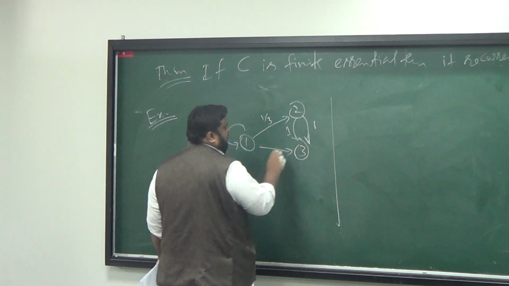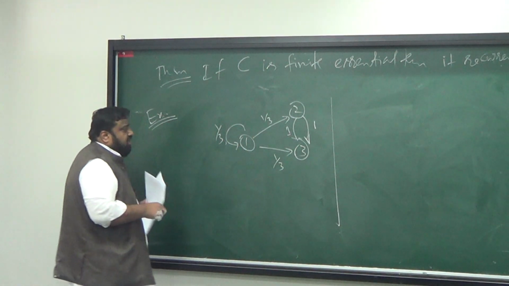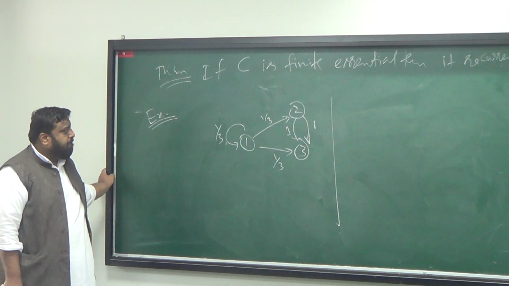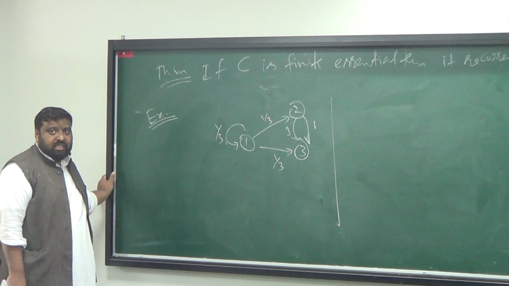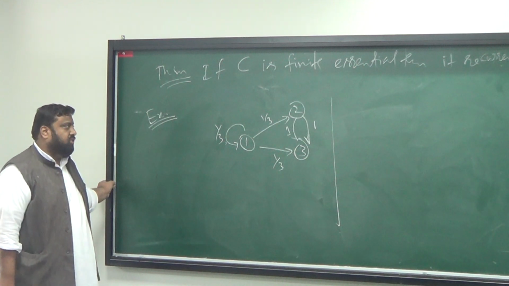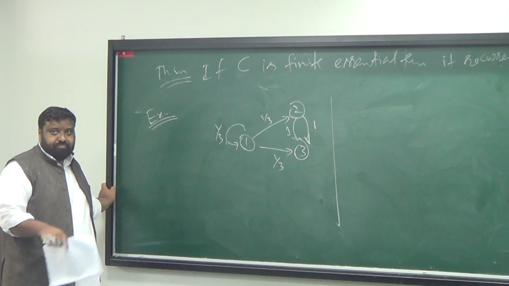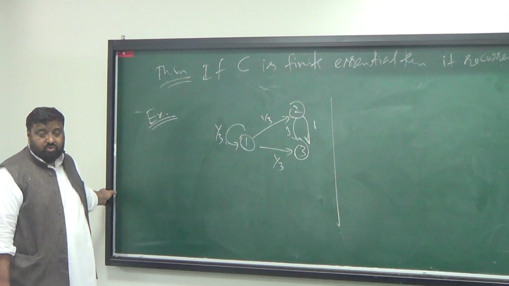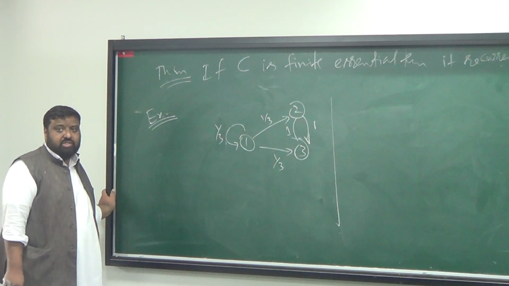So you have these properties. What can you say about state 1? Is it essential or inessential? It's not essential because it refers to 2, but 2 is not referring back to 1. How about 2? 2 is referring to 3 and 3 is referring to 2. So 2 is essential and 3 is also essential.